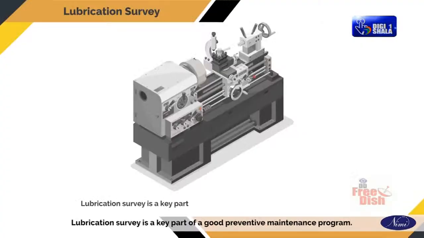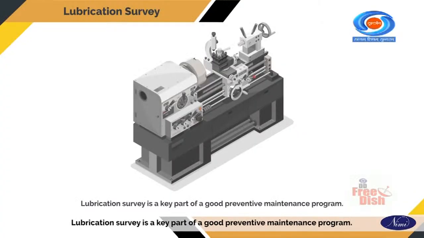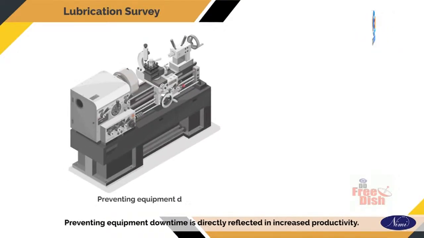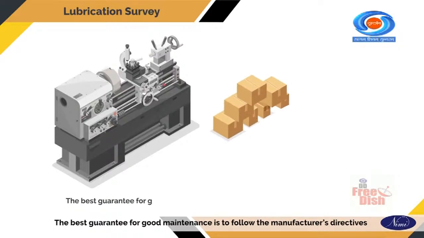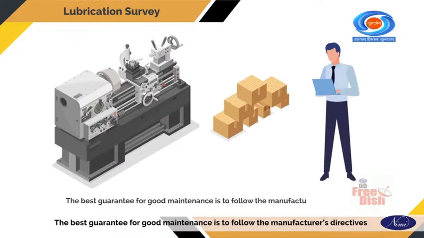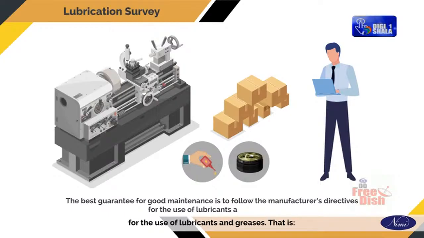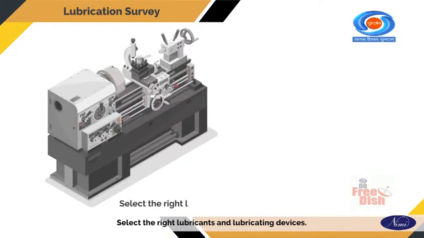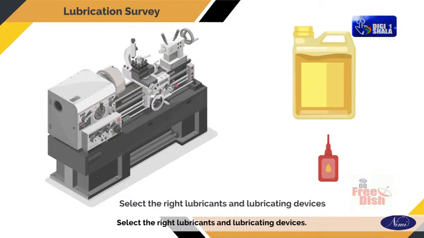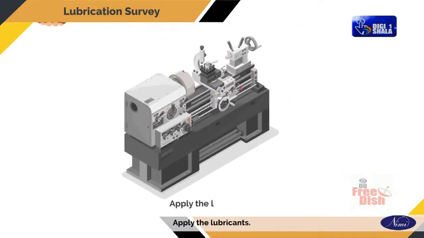Lubrication survey is a key part of a good preventive maintenance program. Preventing equipment downtime is directly reflected in increased productivity. The best guarantee for good maintenance is to follow the manufacturer's directives for the use of lubricants and greases. That is, identify the oiling and greasing points, select the right lubricants and lubricating devices, apply the lubricants.